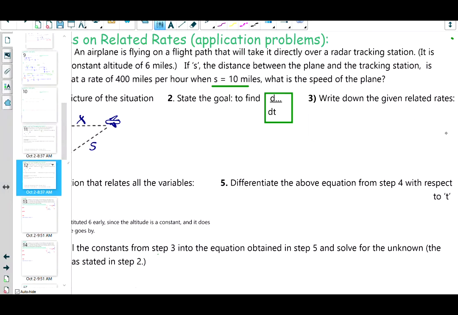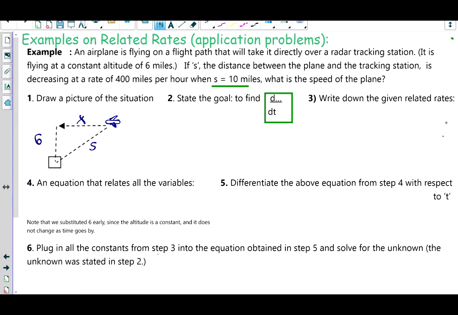All right, so for this question, I'll give you a moment to read the question first. Okay, so in this situation, we have a plane that is approaching a radar tracking station, and the plane is flying at a constant altitude of 6. Notice that altitude does not change as time goes by, so I can put that in there as a constant. On the other hand, the horizontal distance the plane is away from the radar tracking station, of course, changes as time goes by.